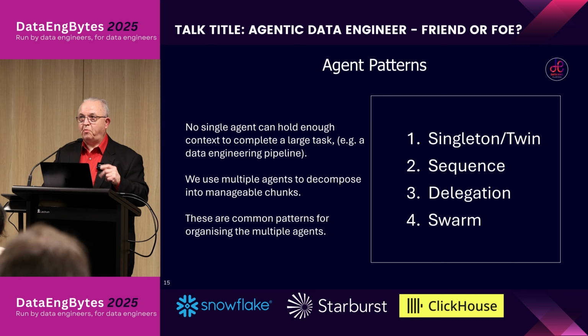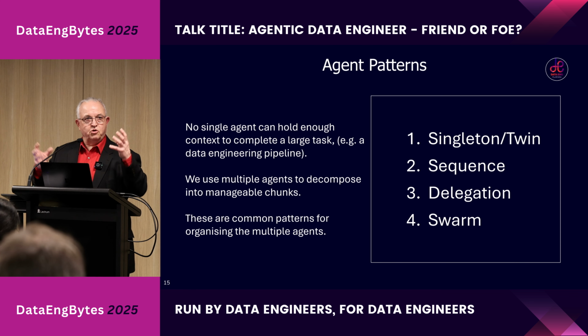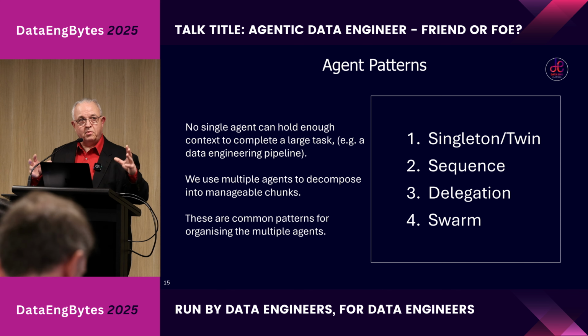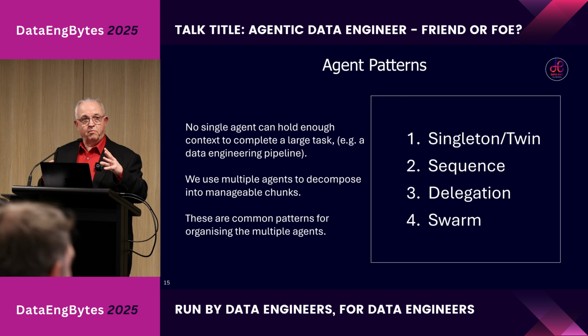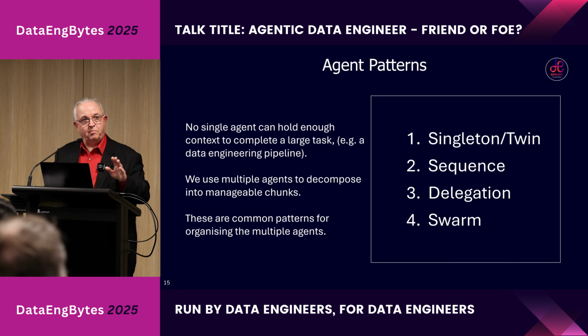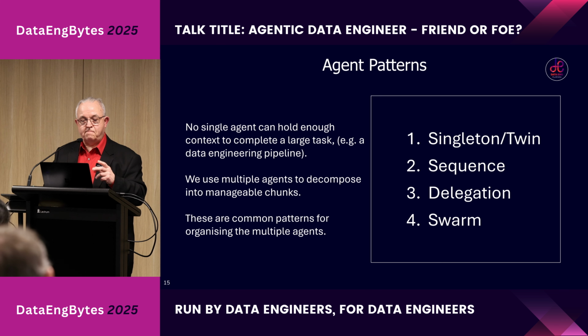So I'll go through 4 patterns. There isn't a singular agentic data engineer. Perhaps when we get to AGI, we might get something that's good enough, but generally no single model will hold enough context. They're like people: if you give them too much context, their brain wanders off and they don't stay on topic. So you have to break up a large task into a number of smaller tasks, and we use multiple agents to decompose that into manageable chunks. So these are 4 common patterns that we've seen. The solution that I'll give you at the end is a hybrid of 3 and 4.